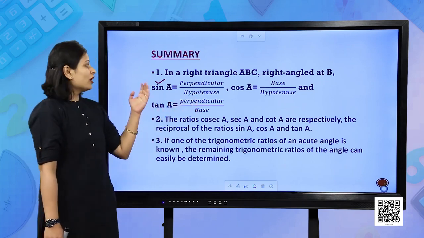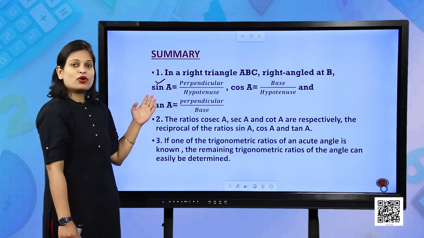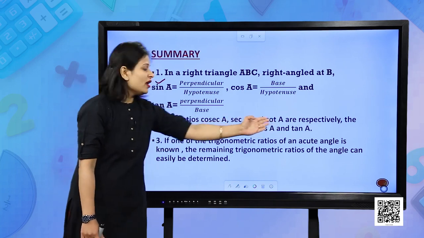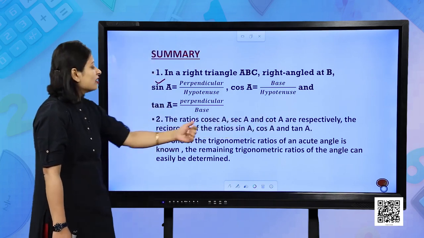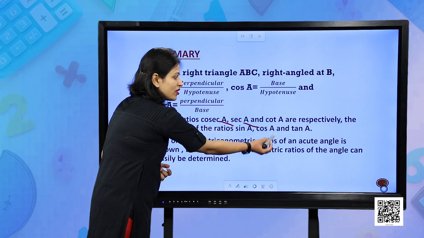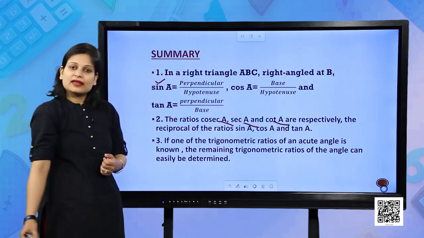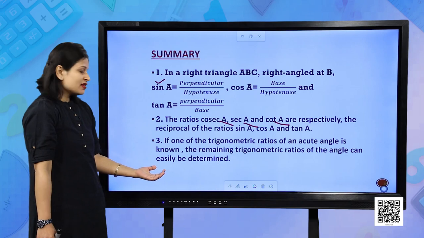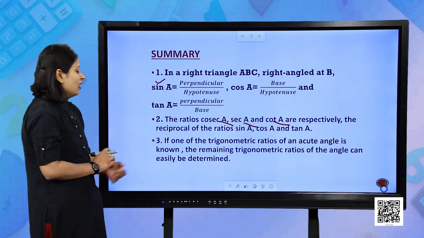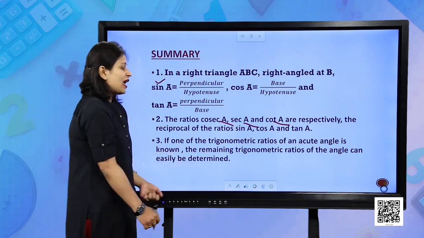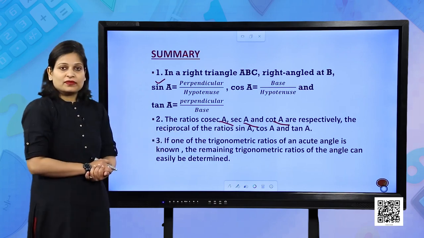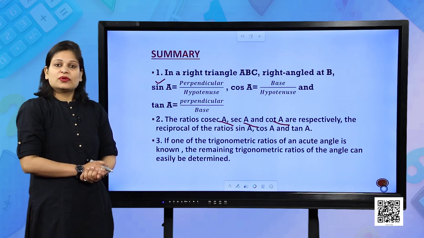Now, the other 3 trigonometric ratios are just the reciprocals of these 3: cosecant A, secant A and cot A, which are respectively the reciprocals of sin A, cos A and tan A. Now, we have already studied that if one of the trigonometric ratios of an acute angle is known, you can easily calculate the other trigonometric ratios of the angle which is given. Hope you have understood today's session well.